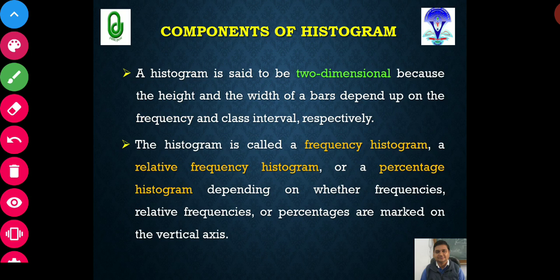Now, what are the components of a histogram? A histogram is said to be two-dimensional, as I have told you, because the height and width of the bar depend on the frequency and class interval respectively. And there are different names given to a histogram: the frequency histogram, relative frequency histogram, or percentage histogram, depending on the form in which you are utilizing the frequency, either the actual frequency, relative frequency or percentage.